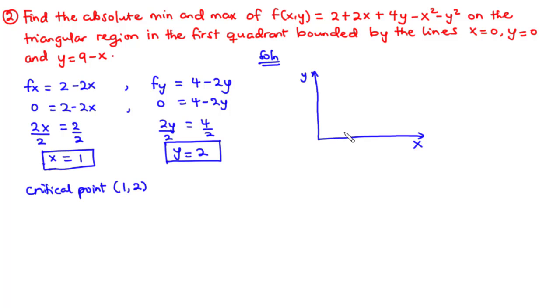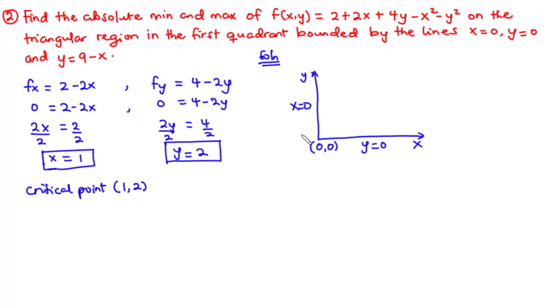So this is the origin, point 0, 0. And then along the x-axis, we have the line y equals 0. On this line, the value of y is 0. Along the y-axis, we have the line x equals 0. Also along this line, we have x to be 0.